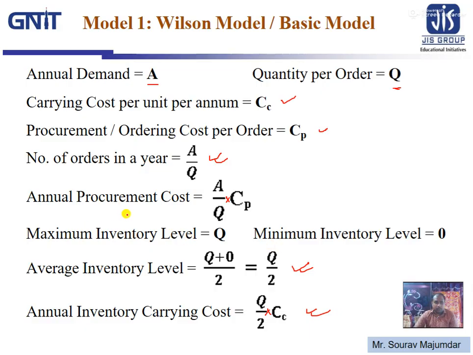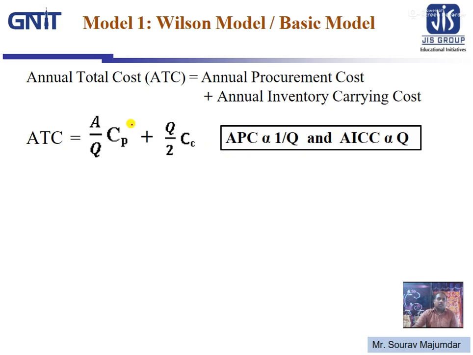So this is my total procurement cost, and this is my total carrying cost. If I add these two, we will get the annual total cost, ATC, that is the annual procurement cost plus the annual inventory cost. You can see that this is the summation of these two. The APC, the annual procurement cost, is inversely proportional to the order quantity, but the annual inventory carrying cost is proportional to Q.